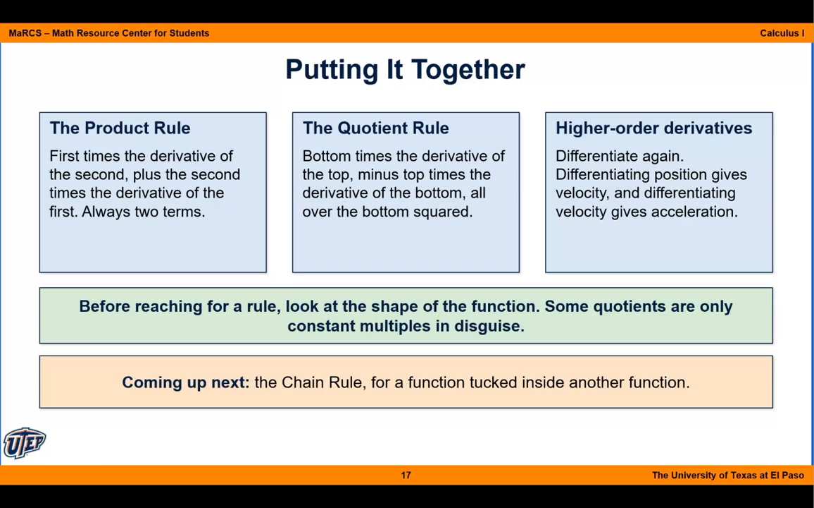We also completed the basic trigonometric derivative formulas. Finally, differentiating again produces higher order derivatives. In motion problems, s prime of t equals v of t, and v prime of t equals a of t. In the next lesson, we will study the chain rule, which allows us to differentiate a function contained inside another function.